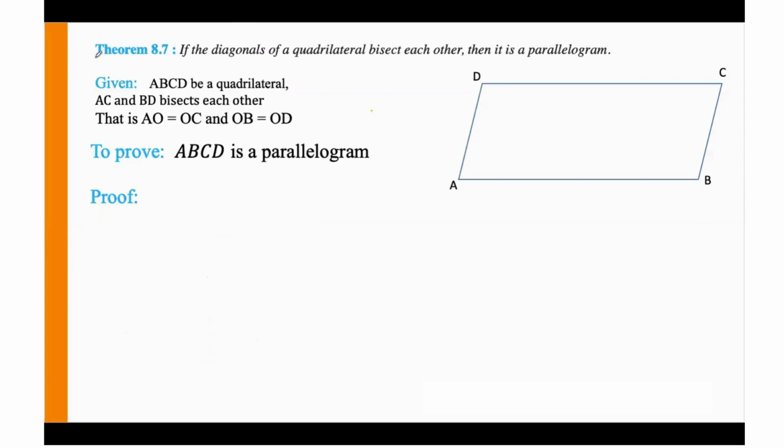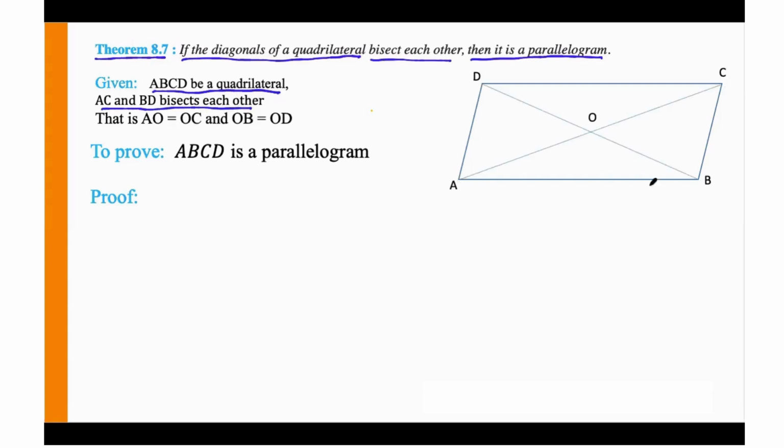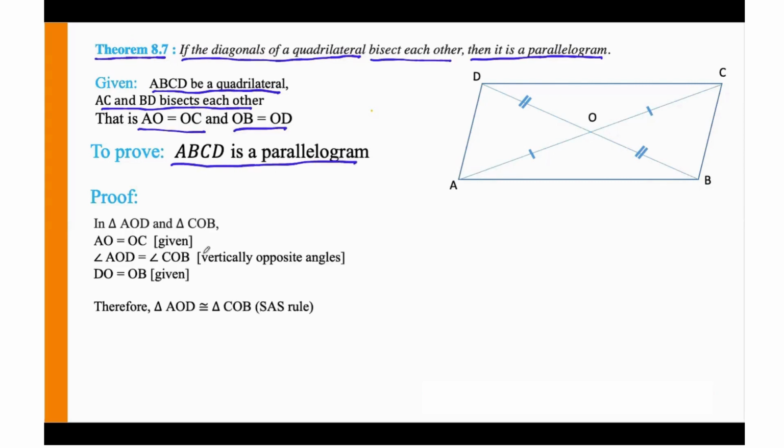Now let's read it. Theorem 8.7. If the diagonals of a quadrilateral bisect each other, then it is a parallelogram. So we are given ABCD as a quadrilateral, and AC and BD bisect each other. So we join the two diagonals and we know that AC and BD bisect at O. That means AO is equal to OC and DO is equal to OB. This is given. We need to prove that ABCD is a parallelogram. Now, let's see the proof.